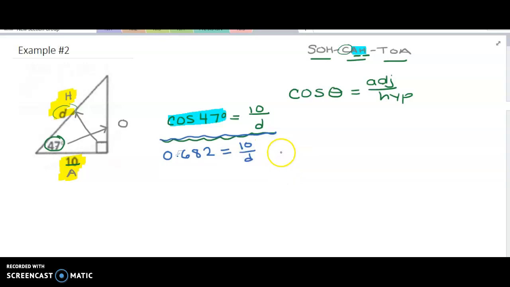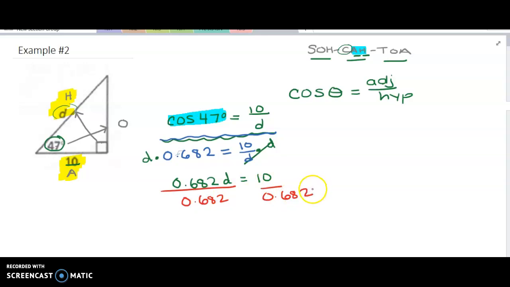Now, anytime we have a fraction, I want to get rid of it. So to do that, I multiply by the denominator, but I have to do both sides. So those go away. So 0.682D equals 10. Now to get D by itself, I just divide both sides by 0.682. And when I do that, I get that D is roughly 14.66. So the length of side D, the hypotenuse here, is roughly 14.66.